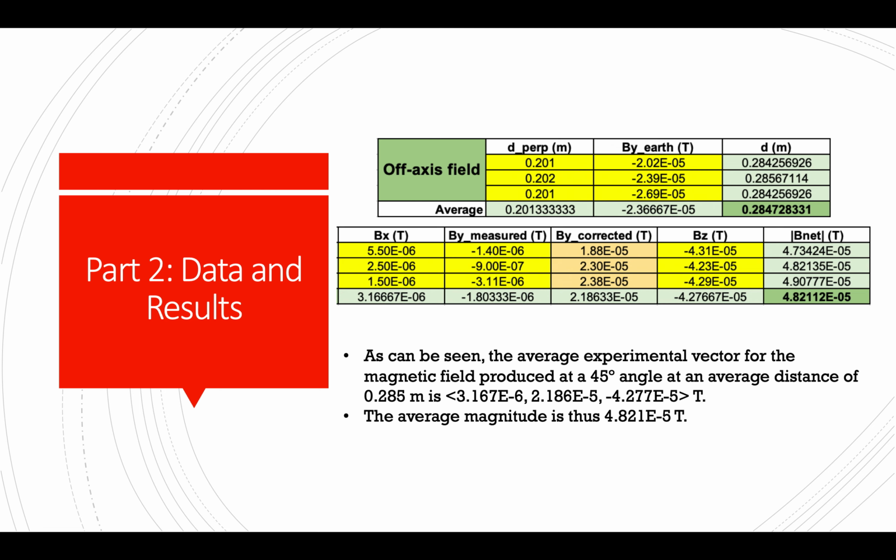This is my data from part 2. As can be seen, the average experimental vector for the magnetic field produced at a 45-degree angle at an average distance of 0.285 meters is 3.167 e-6, 2.186 e-5, -4.277 e-5 teslas. The average magnitude is thus 4.821 e-5 teslas.